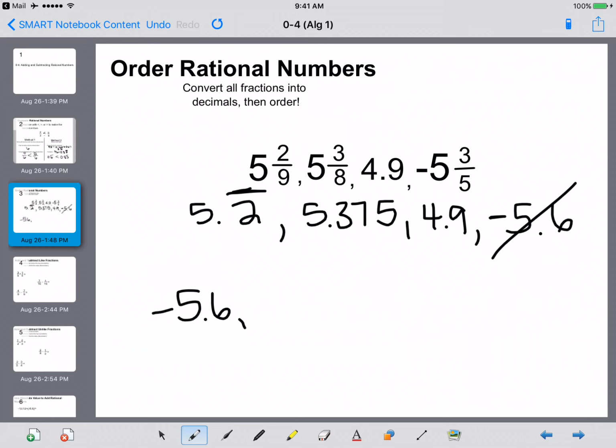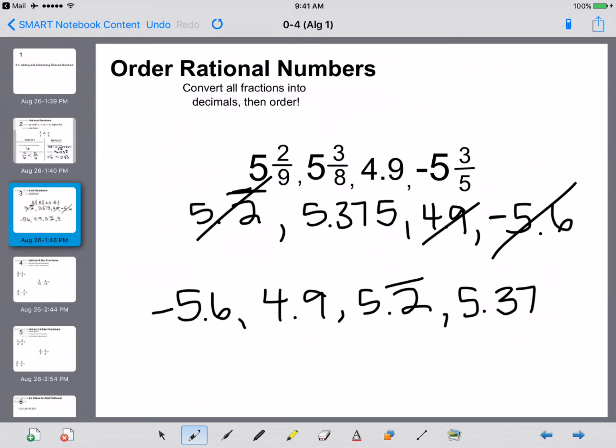I know 4 is smaller than 5. So 4.9 fits in there. I know 0.2 is smaller than 0.375, and then 5.375. Then what I need to do is put these back into their original number.